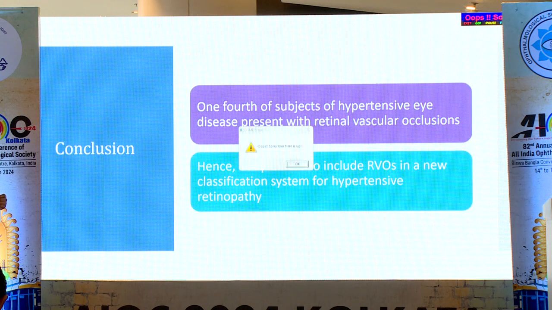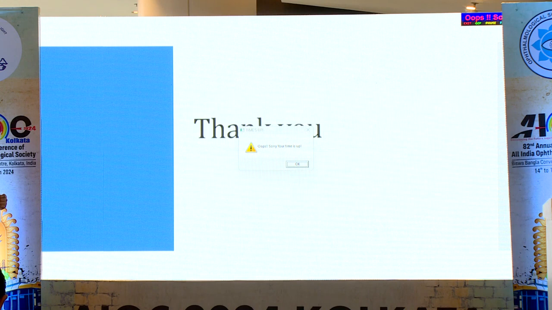So 1/4 of subjects of hypertensive eye disease present with retinal vascular complications.